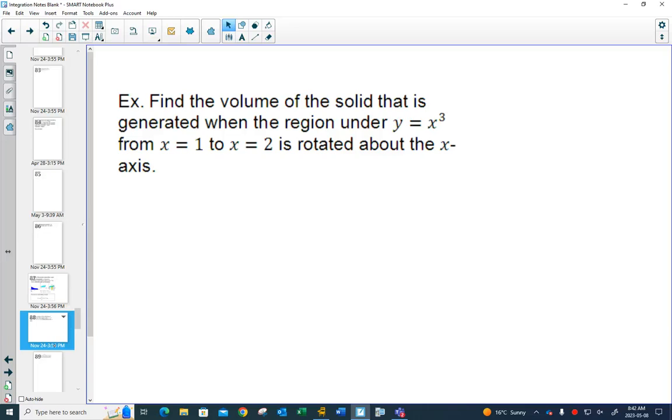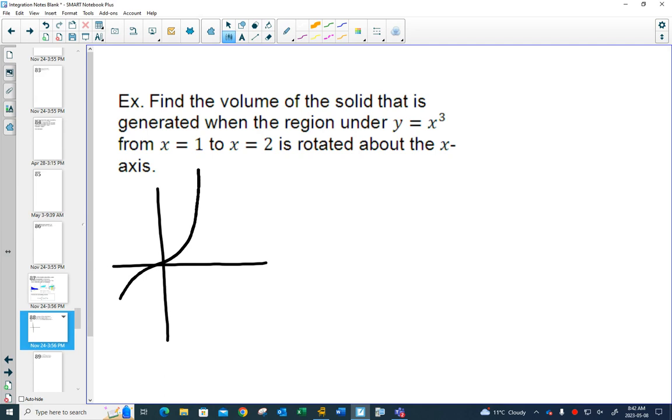So this is what we're going to imagine. We're going to color code things nicely here. We are going to graph x cubed, from (1, 1) up until (2, 8). And we're going to rotate this about the x-axis.